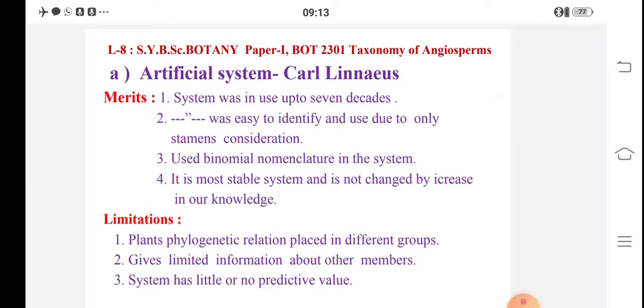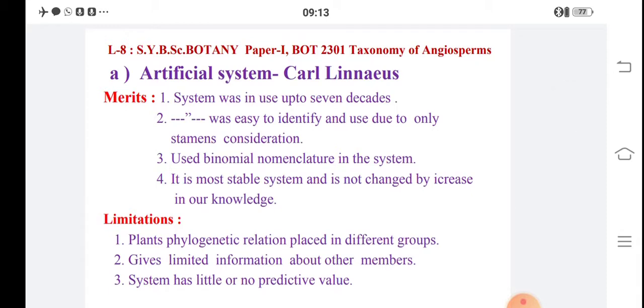Then what are the demerits? Plants' phylogenetic relations are placed in different groups. Phylogenetic means what are the similarities and what are the differences; the study of these similarities and differences is called phylogeny. So this system places related plants in different groups. It gives limited information about other members, so we cannot give the proper information.